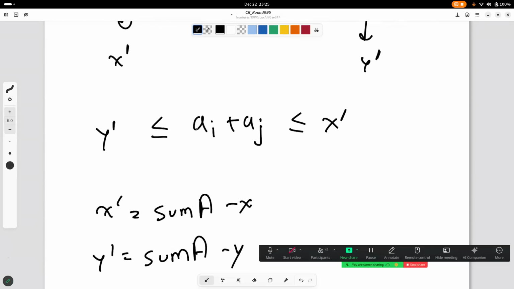All right. So now the overall problem is reduced to finding all pairs i, j, where i is strictly less than j, that satisfy this inequality, that is, the sum of a of i and a of j lies in the range y dash to x dash.